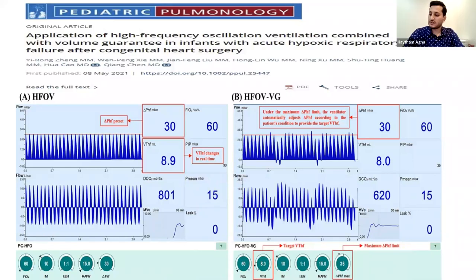Mm-hmm. And what's the other question? How do you observe for the wiggle? Wiggling is actually obvious. You will find the patient vibrating. So you see the level of vibration.